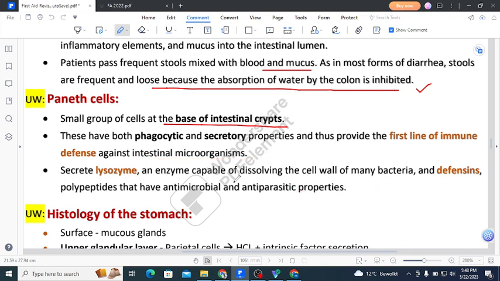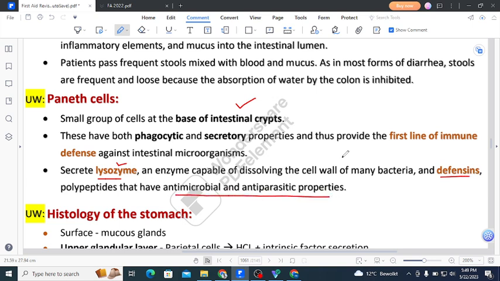The Paneth cells have both phagocytic and secretory properties and thus provide the first line of immune defense against intestinal microorganisms, and they are a small group of cells at the base of intestinal crypts. They secrete lysozyme, an enzyme capable of dissolving the cell wall of many bacteria, and defensins, polypeptides that have antimicrobial and antiparasitic activity.